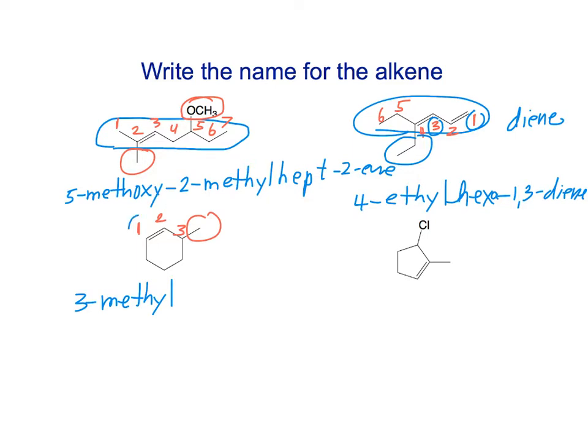Because the double bond always starts at 1, we don't have to put a number for the position of the double bond. So this will be 3-methylcyclohexene.